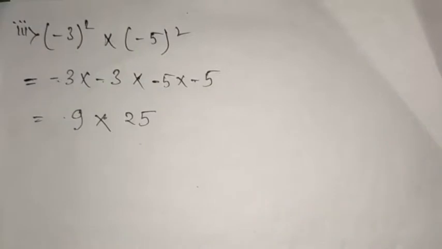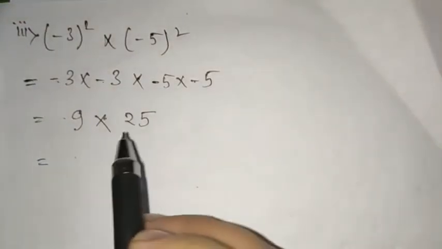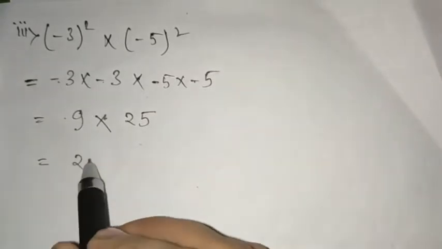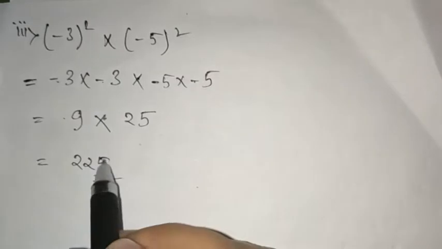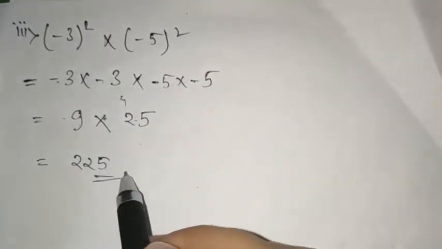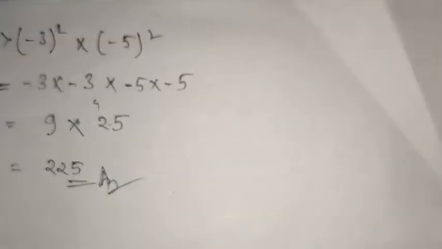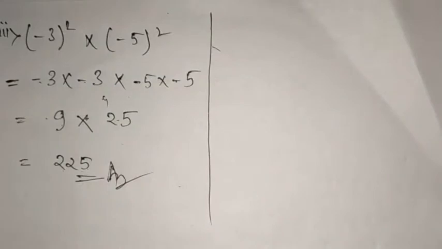So what is the value when you multiply 9 into 25? I have already calculated this. 25 into 9 is 225. So 9 5s are 45, 4 in hand, and 9 2s are 18. 18 plus 4 is 22, so 225. So this way you will directly get the answer. Okay, so proceeding forward to the part 4 question. Alright, so this is the last question.